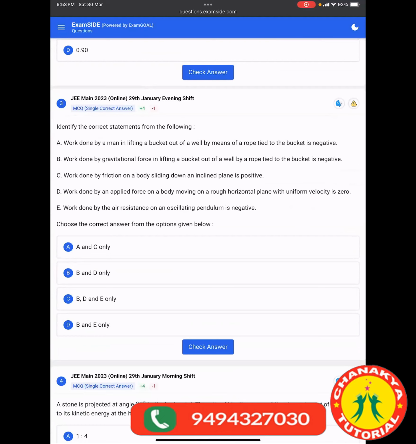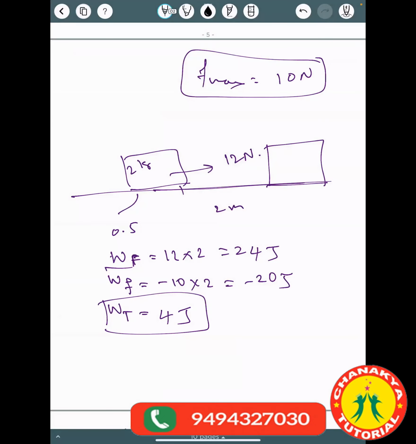Yeah. So let us do this interesting theory based question. First, identify the correct statement from the following. First statement: work done by a man in lifting a bucket out of a well by means of a rope tied to the bucket is negative. Correct or wrong? Such questions will come. Let us see whether it is correct or not.